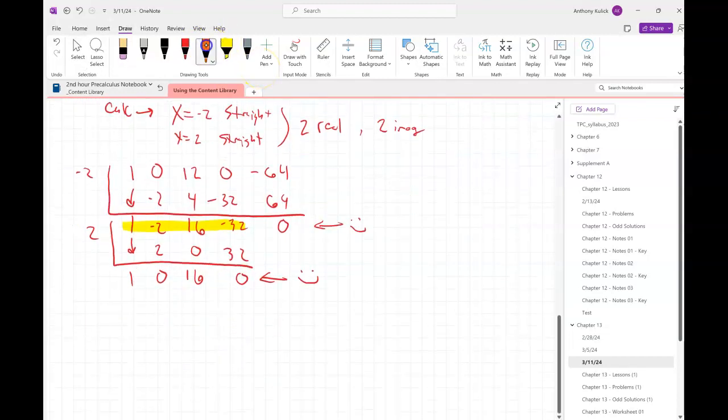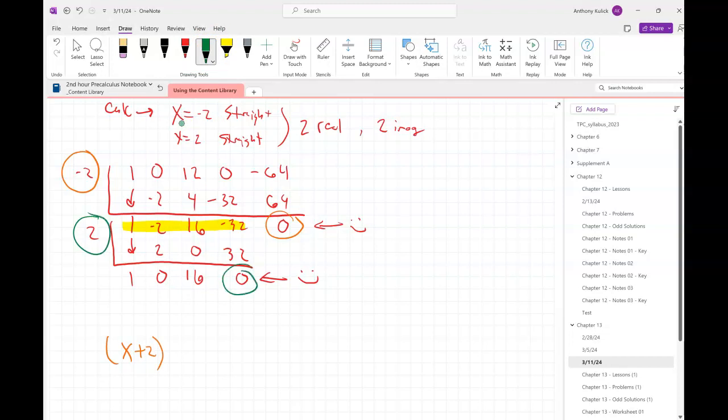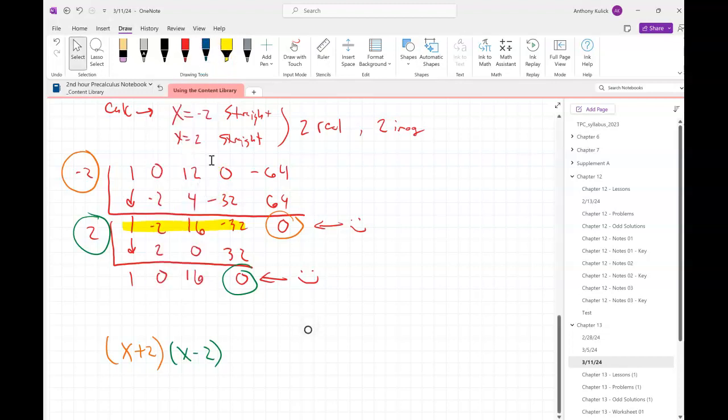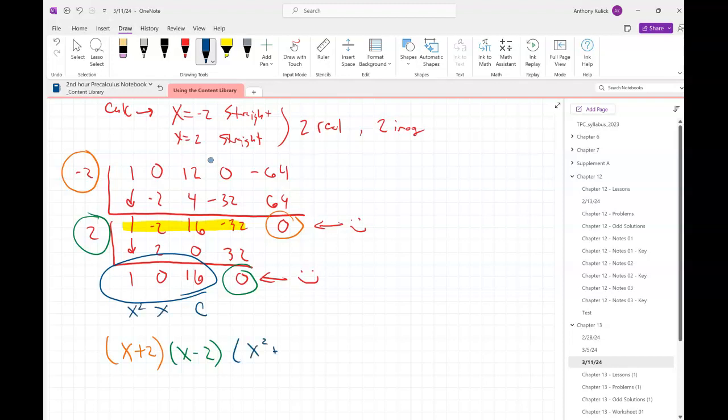So, because dividing by negative 2 gives me a remainder of 0, I know I have an x plus 2 factor. Because dividing by positive 2 gives me a 0, I know I have an x minus 2 factor. And then what's left, constant, x coefficient, x squared coefficient, I have x squared plus 16. There's my factored form.